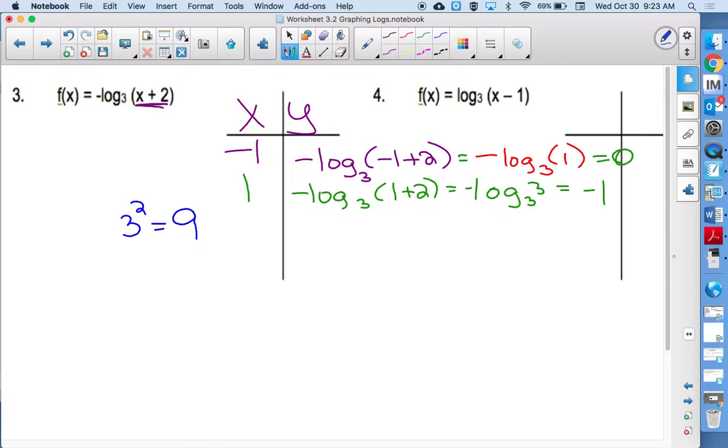So Hannah, what number plus 2 makes 9? 7. So we're picking a 7 for x because when I plug that in, 7 plus 2, I now have 9, which is really 3 squared. And the reason you want to have that as an exponent is because that's the third property. Because then whatever my exponent is would be the answer. So the exponent is a 2. Multiplying that by the negative makes negative 2.